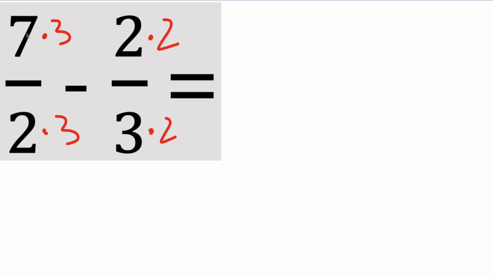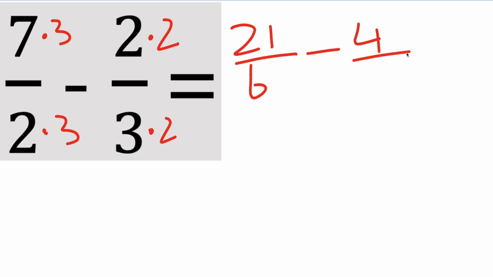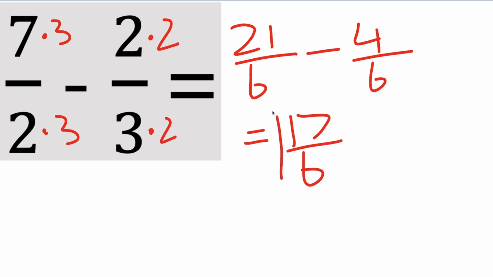And so we would get ourselves 7 times 3 is 21 divided by 6 minus 2 times 2 is 4 divided by 6, and we would get 21 minus 4 is 17 divided by 6. And that's all we need to do for this problem. And we can't even simplify, because if I divide this by any number and I divide this by the same number, I won't get a whole number. So there's nothing we can do to simplify this.